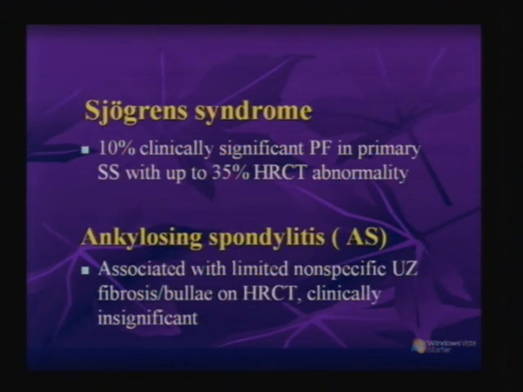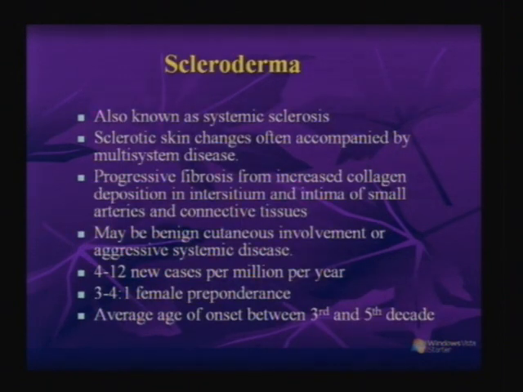In Sjogren's syndrome, 10% have clinically significant pulmonary fibrosis in primary Sjogren's syndrome, with up to 35% seen on HRCT. Ankylosing spondylitis is associated with limited non-specific upper zone fibrosis and bullae on HRCT, and clinically most of them are insignificant. Now, after this, we will be discussing in detail the pulmonary fibrosis and various aspects related to the effect of collagen vascular disease on pulmonary fibrosis.